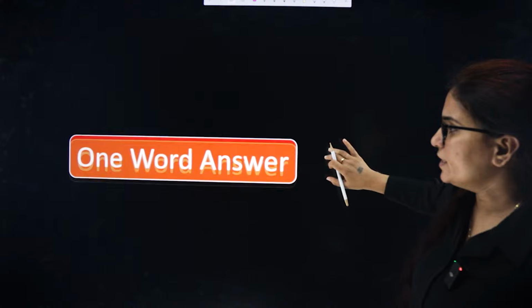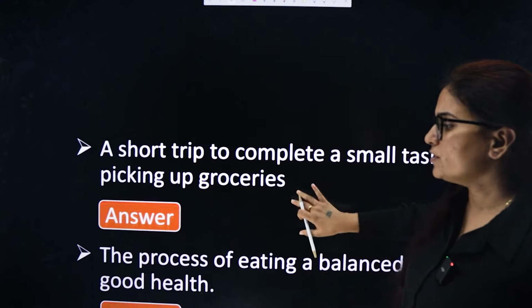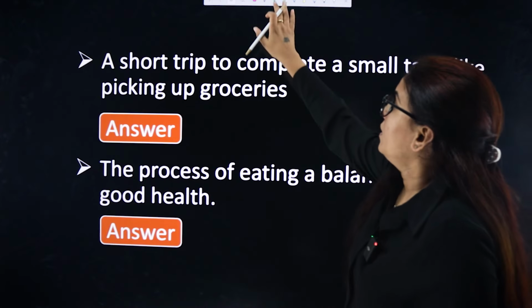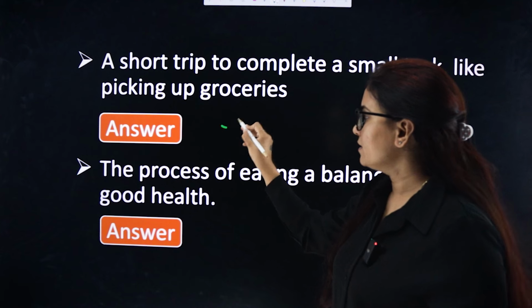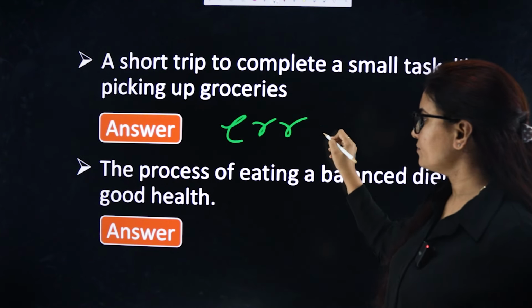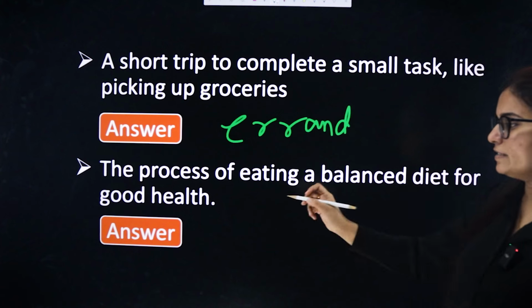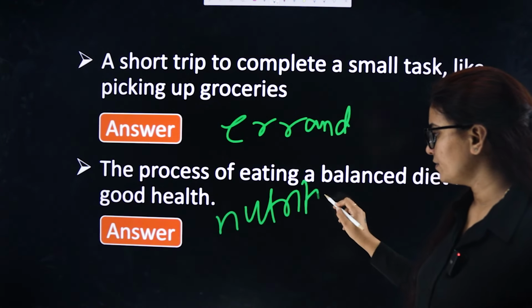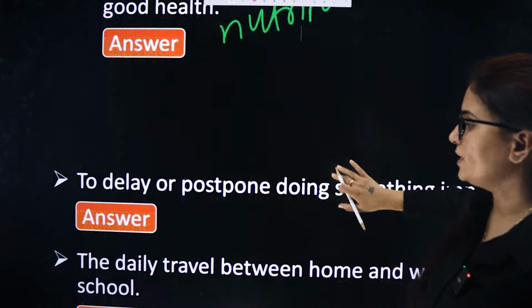I think we have finished 5 words again. Let's do a quick exercise. You can pause this video right now and do the exercise first and then check the answer. A short trip to complete a small task like picking up groceries means errand, right? Next, the process of eating a balanced diet for good health is nutrition. Next, we have 3 more questions.